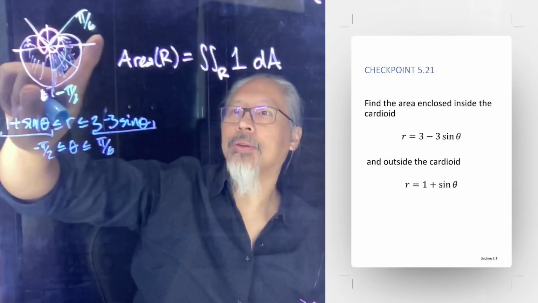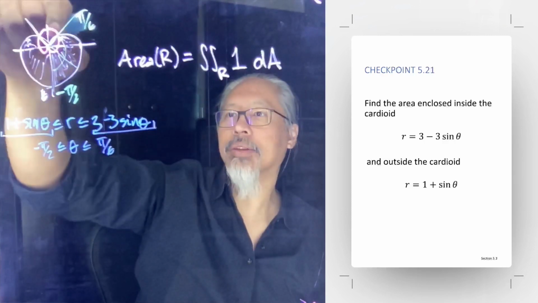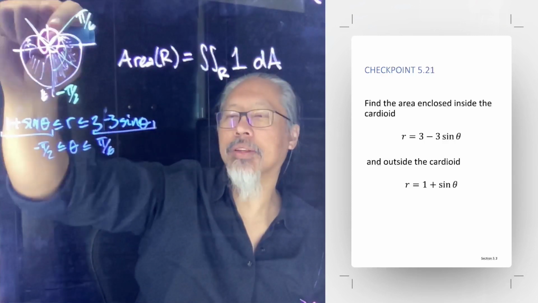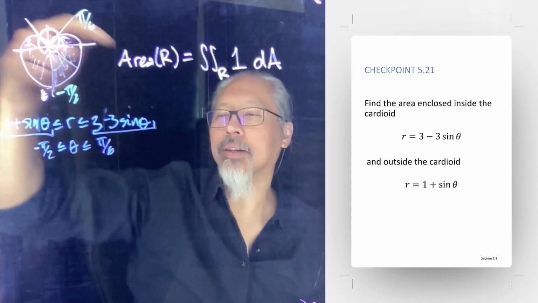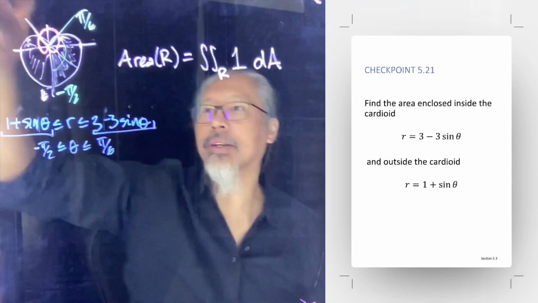Now we have to be careful not to go from pi over 6 to 5 pi over 6, because that's going to give us a negative value. It's going to give us the stuff that's inside or on the other side. We can't go from pi over 6 to 5 pi over 6.